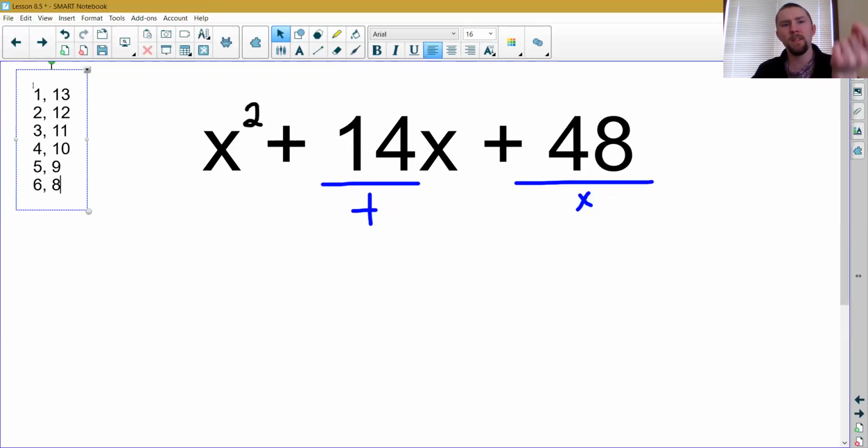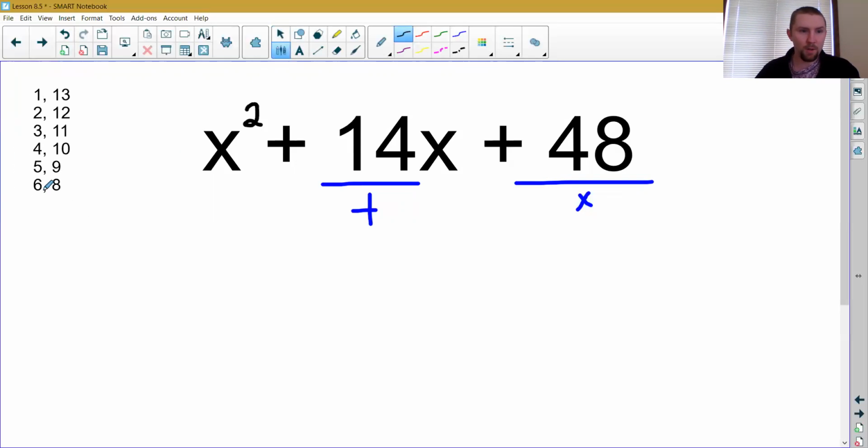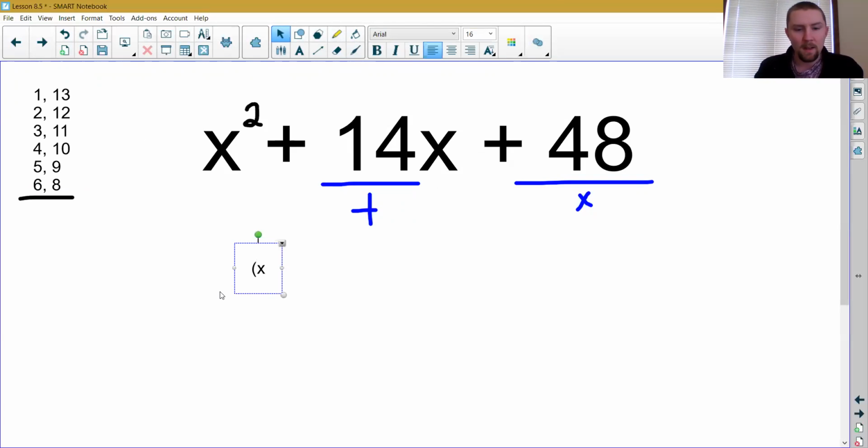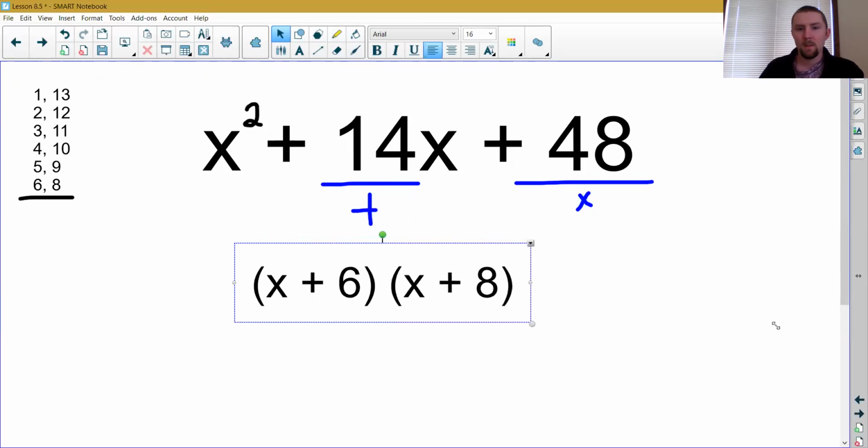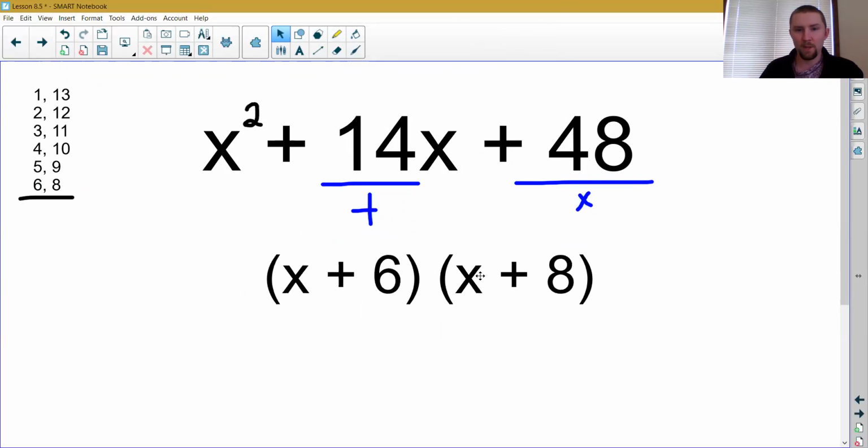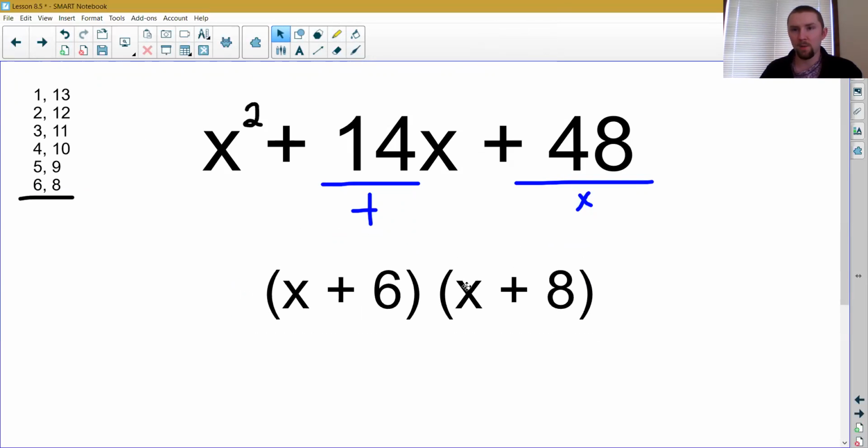6 plus 8 is 14. And what's 6 times 8? Oh, it's 48. So here's my two numbers, okay? 6 and 8 are the two numbers that I was looking for. So when I factor this polynomial, it's going to say x plus 6 times x plus 8, okay? This is the factored form of this polynomial. And again, I could double check it with the double distributive property if I want to or need to. In this case, I'm not going to do that.